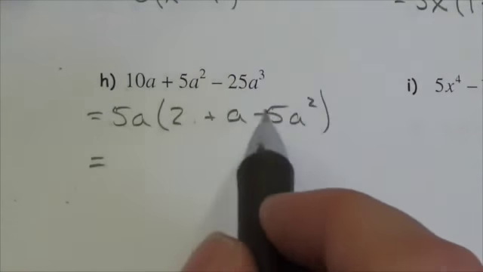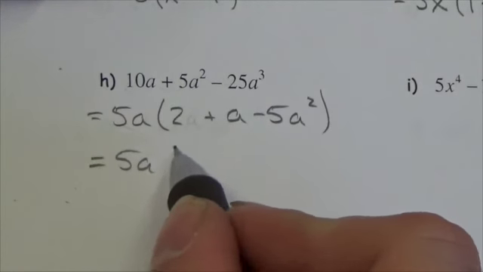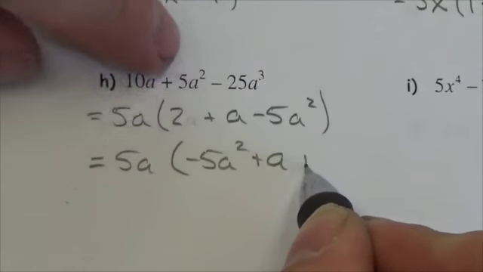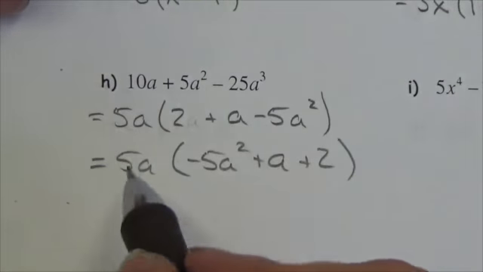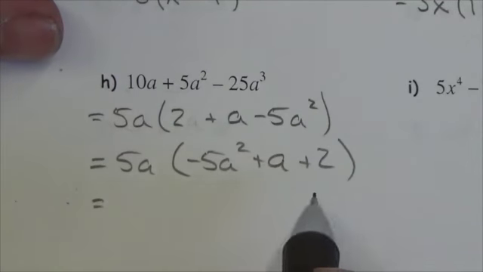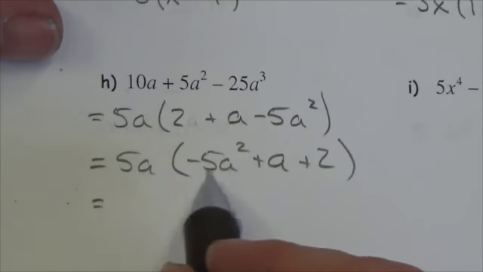I would like to have the highest degree term first. So I'm going to rewrite this as just negative 5a squared plus a plus 2. I'm actually going to do one more thing. When I've got it written like this, I usually like to have the first term being positive.